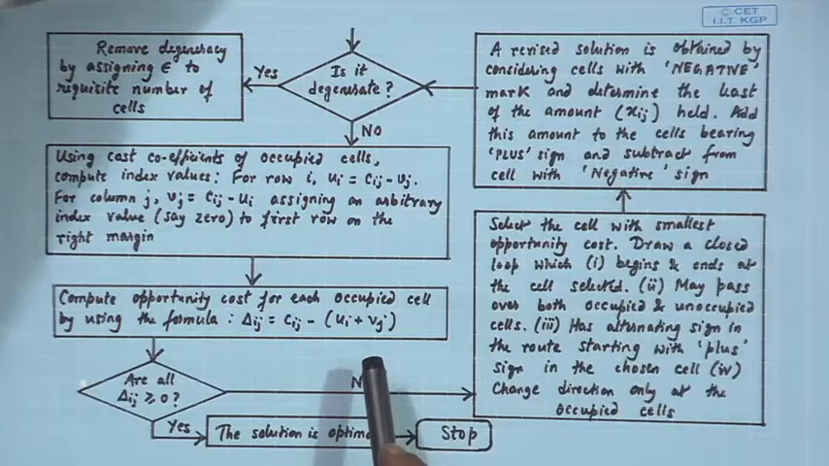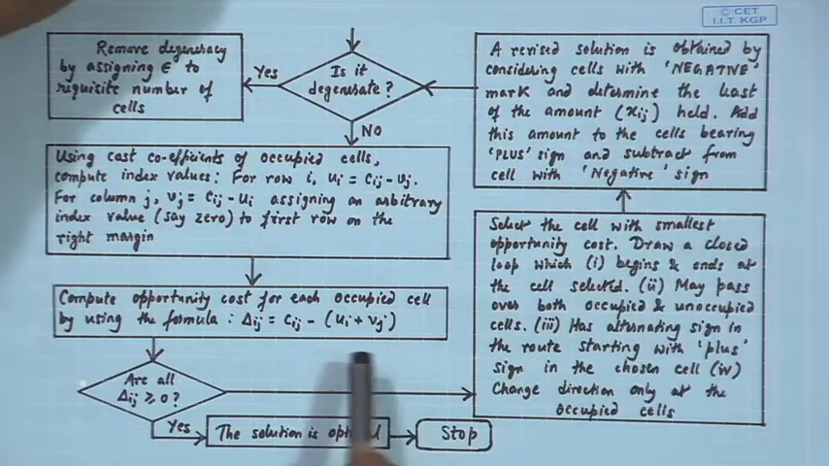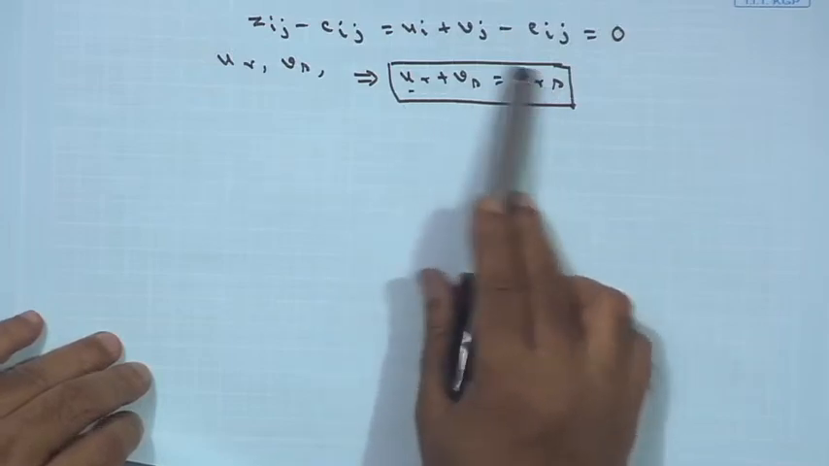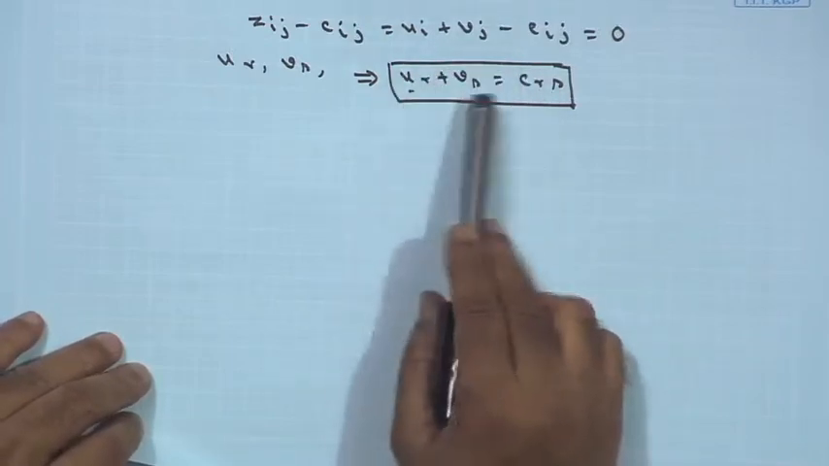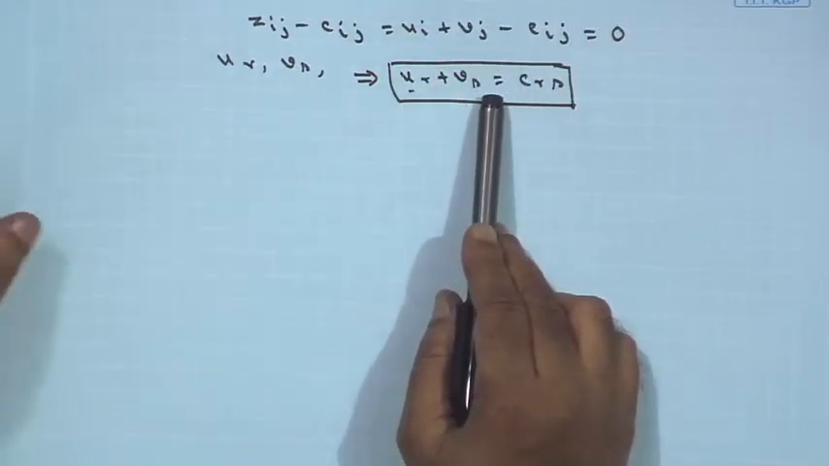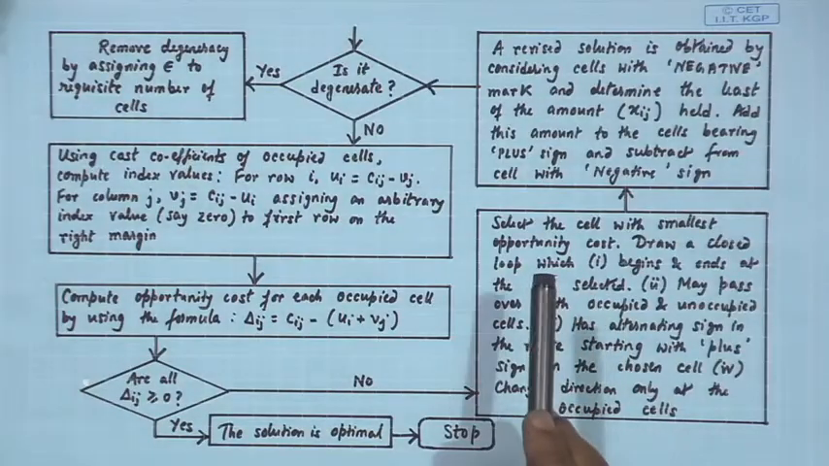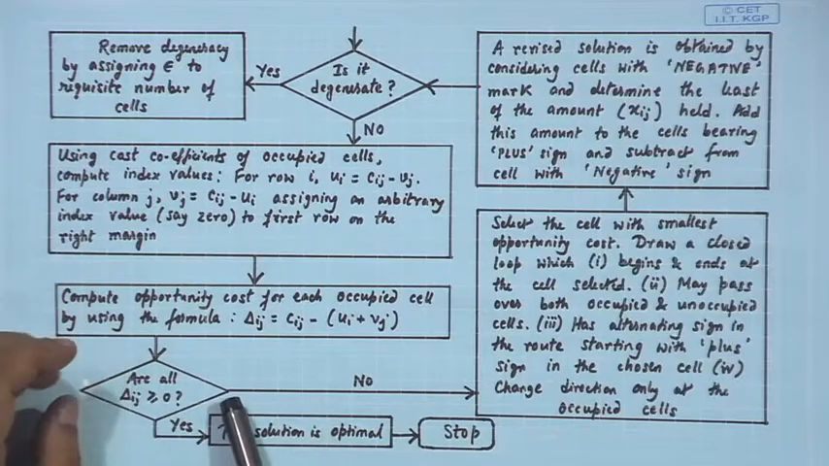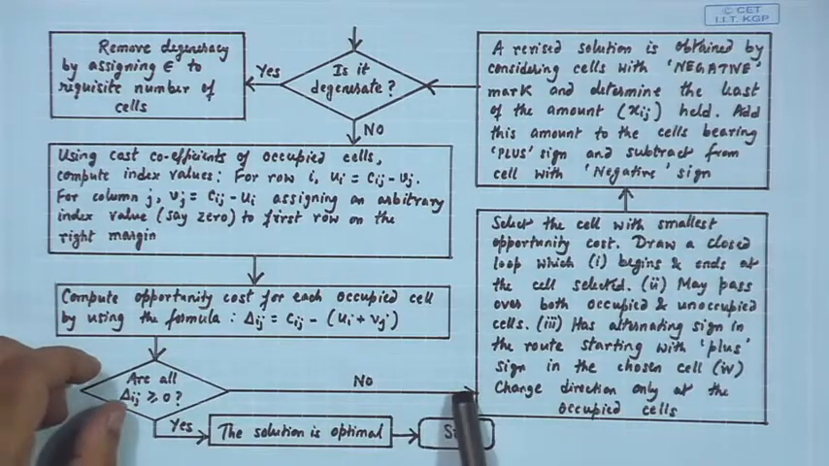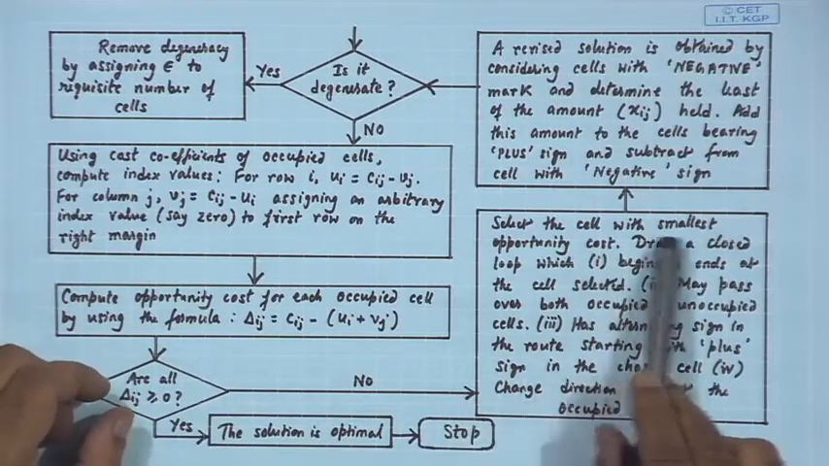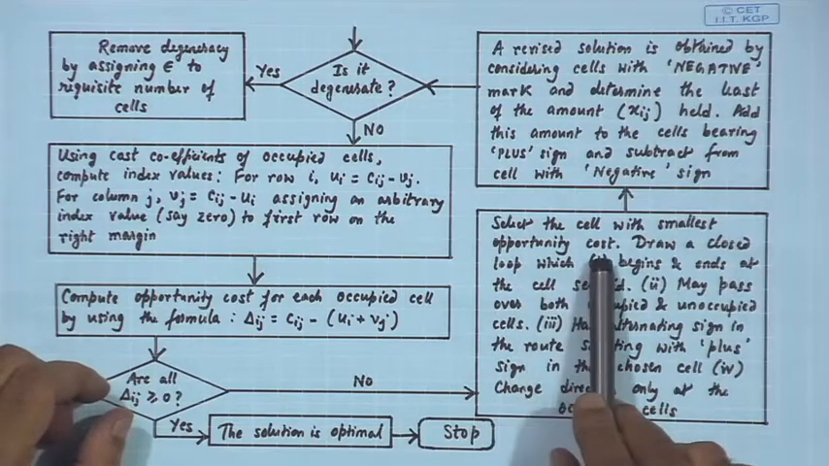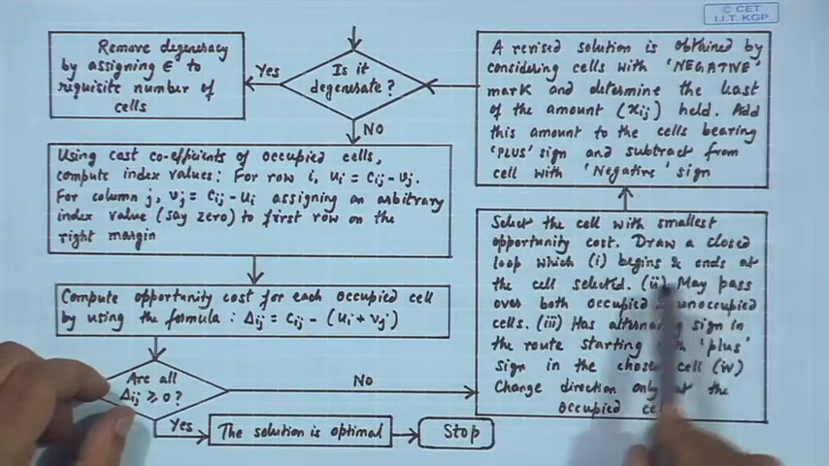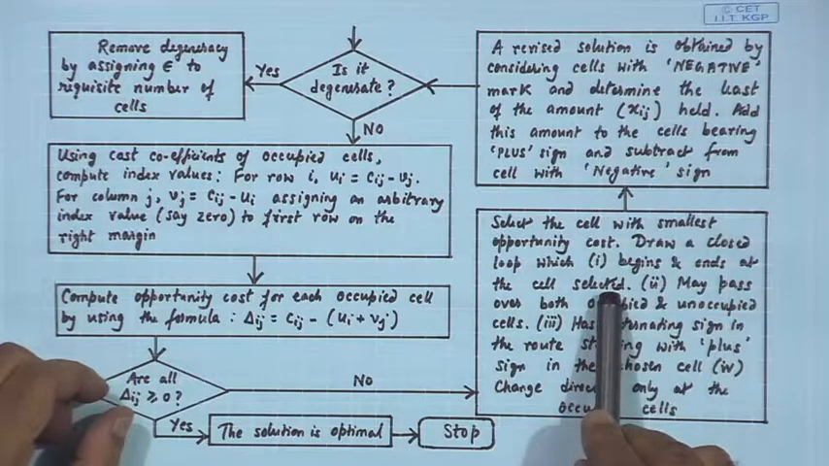Earlier also, whatever we were telling, I have to calculate u r plus v s minus c rs, and if this value is less than or equal to 0, in that case the solution is optimal. If all delta ij are not greater than or equal to 0, then select the cell with the smallest opportunity cost. Draw a closed loop which begins and ends at that cell only.